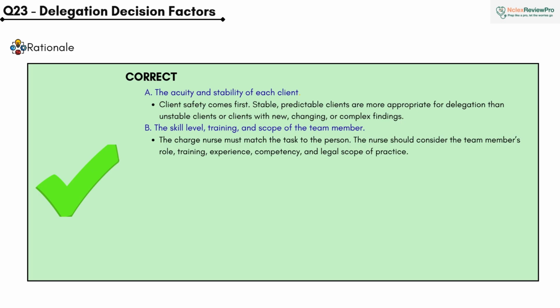Client safety comes first. Stable, predictable clients are usually more appropriate for delegation than unstable clients or clients with new, changing, or complex findings. For Option B, the skill level, training, and scope of the team member are also correct. The charge nurse must match the task to the person. This means considering the team member's role, training, experience, competency, and legal scope of practice.